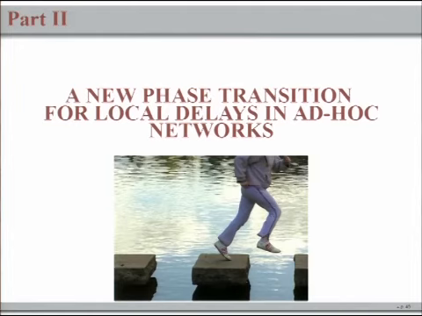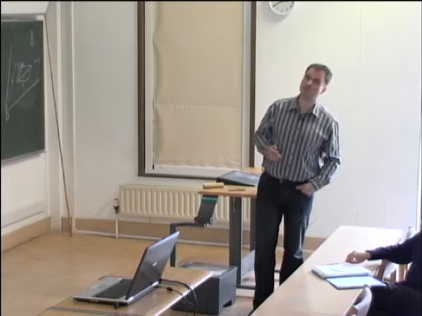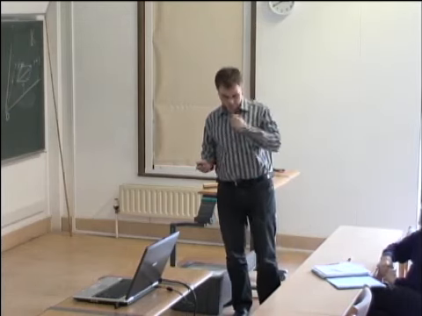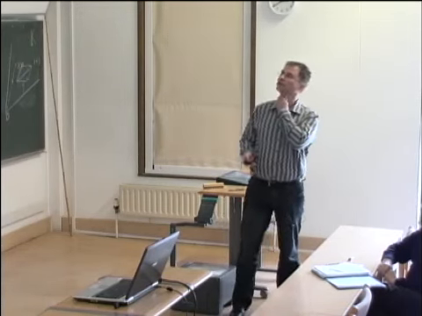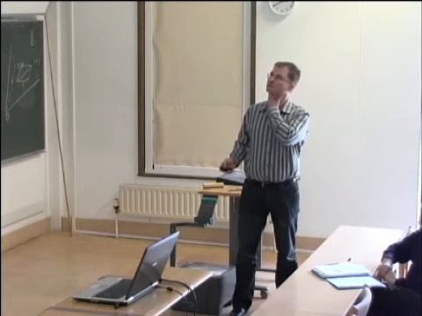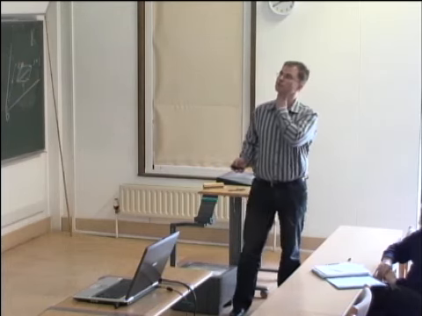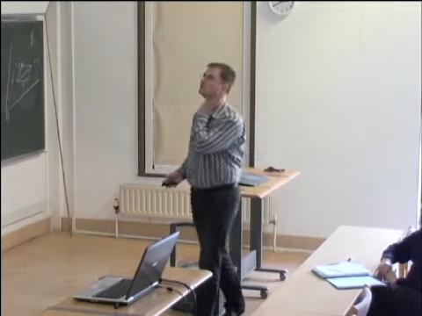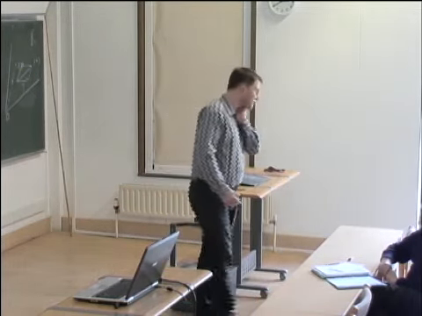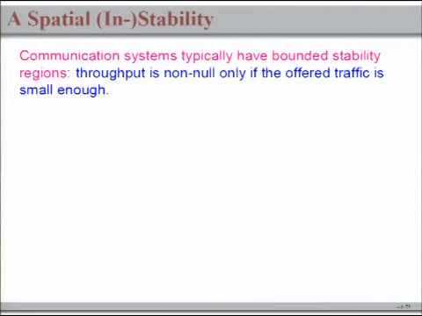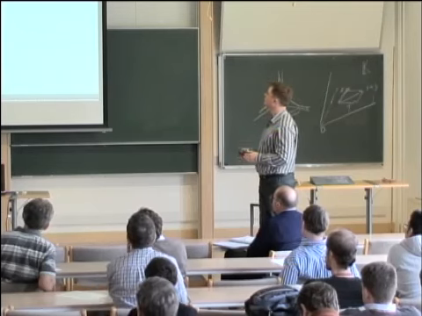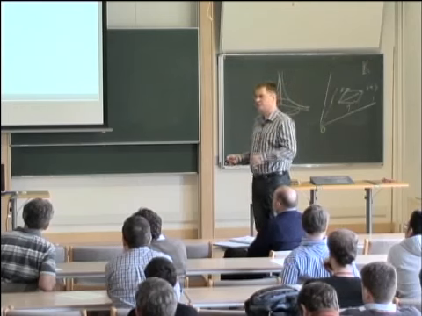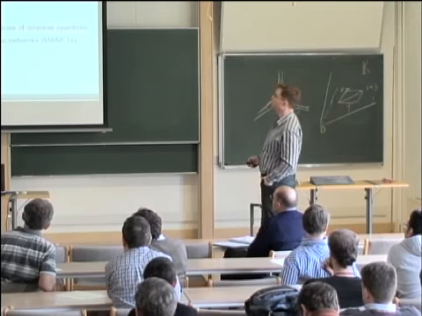Okay, I have only 20 minutes, but I said I'll spend much of my time on the first part and the second part: a new phase transition for local delays for ad hoc networks. So let me first make a résumé of what this is about. You know that communication networks usually have finite stability regions in the temporal sense, meaning that the throughput is non-null only if the offered traffic is small enough. So in the stability region, so to say.